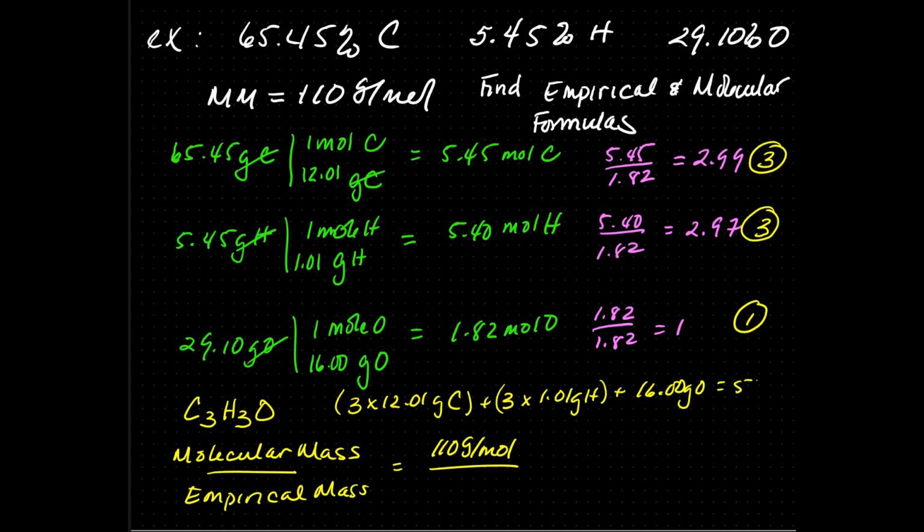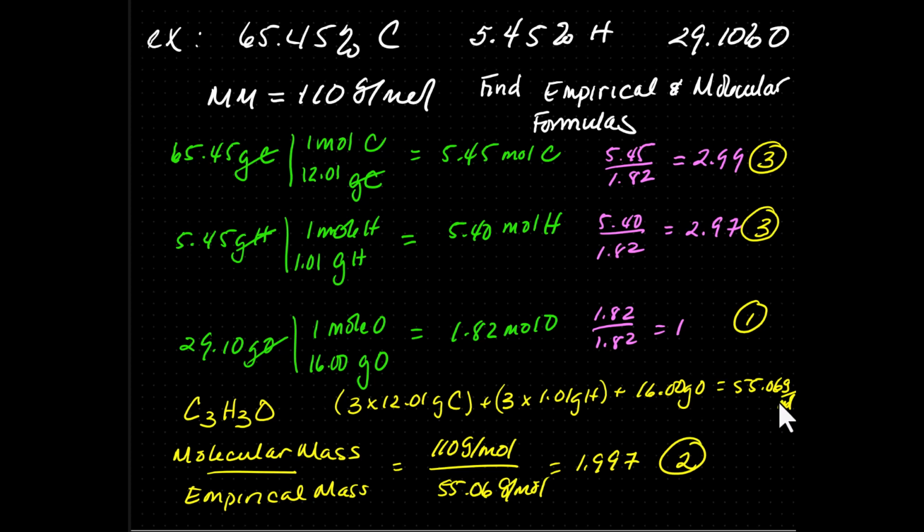The math adds up to 55.06 grams per mole. So the empirical formula mass is 55.06 grams per mole. If I divide this out, this is approximately 1.997. So I could round this to 2. When you do the ratio from molecular to empirical, it will always be close to a whole number. So if you are really off, that means you calculated something wrong.